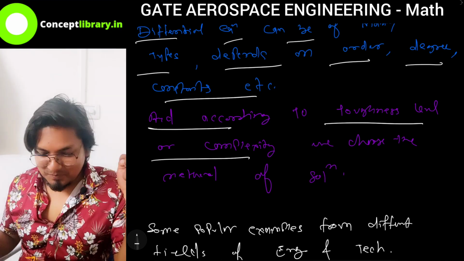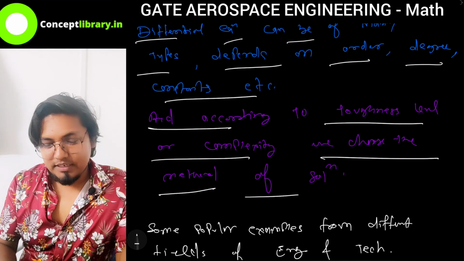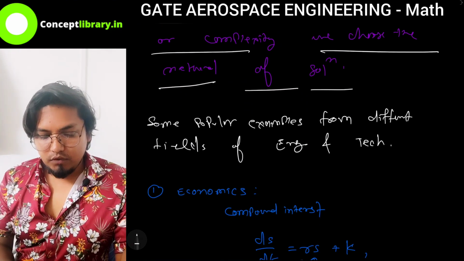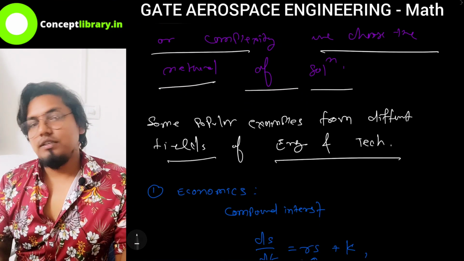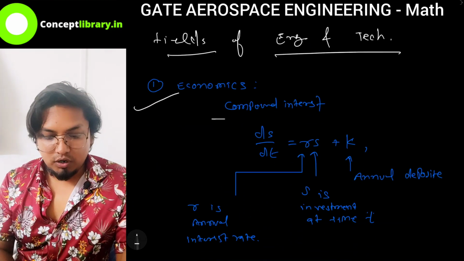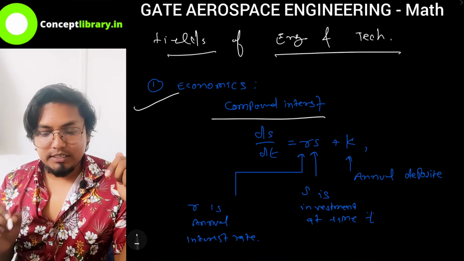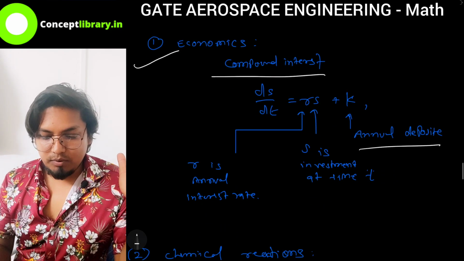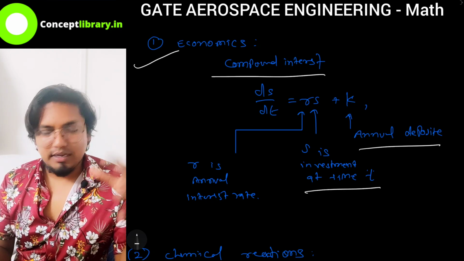complexity, we choose the method of solution. Some popular examples from different fields of engineering and technology I am giving here. In economics, we have something called compound interest. I have written here ds by dt is equal to rs plus k, where k is the annual deposit, and s is the investment at any time t.